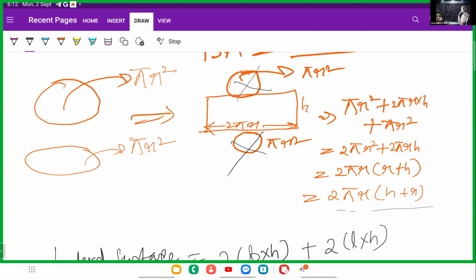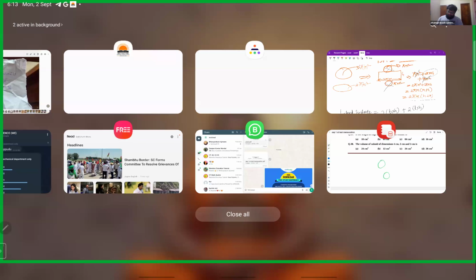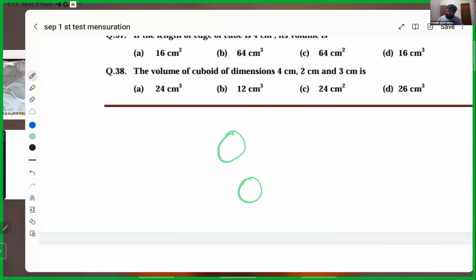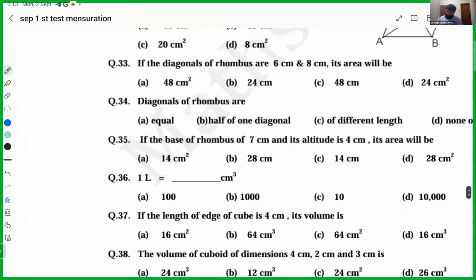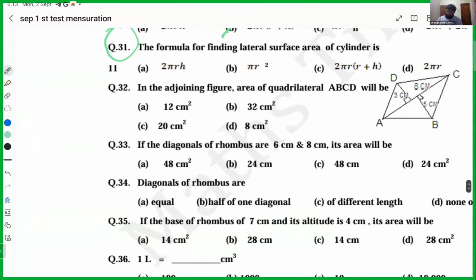Sir, pi r square is eliminated as it is the lateral surface. So we are only left with 2 pi r h. So the answer for this is 2 pi r h. So A is the answer for this.